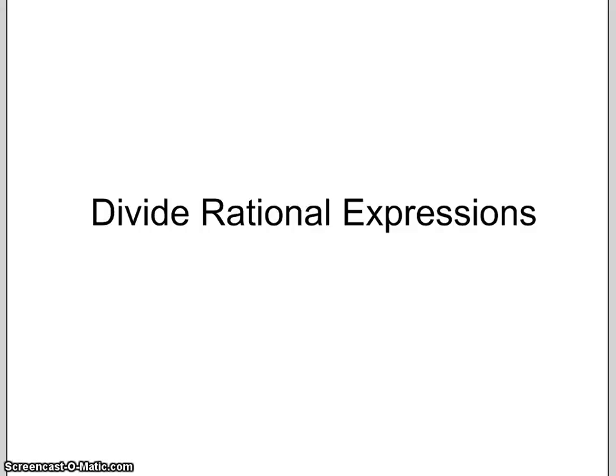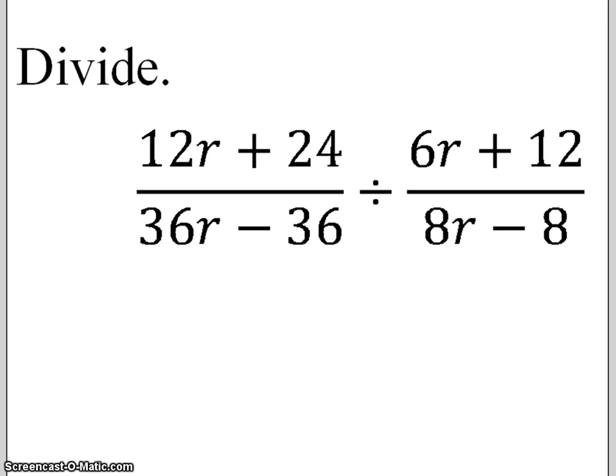In this video, we're going to learn how to divide rational expressions. A rational expression is just an expression, so it contains variables. It's a variable expression that is in the format of a fraction, like this: 12r plus 24 over 36r minus 36. That is a rational expression because it is a fraction that contains the variable r.